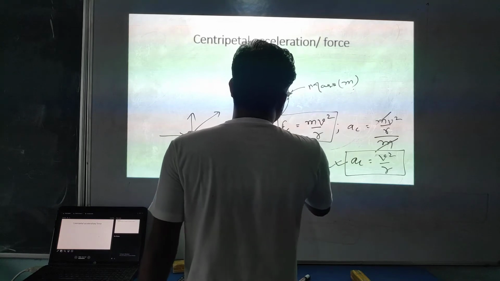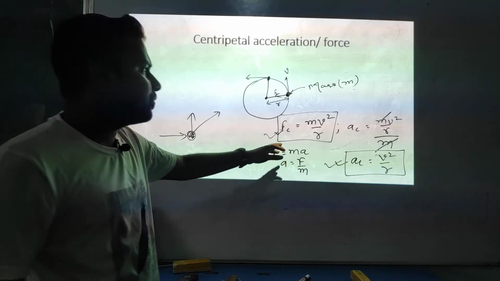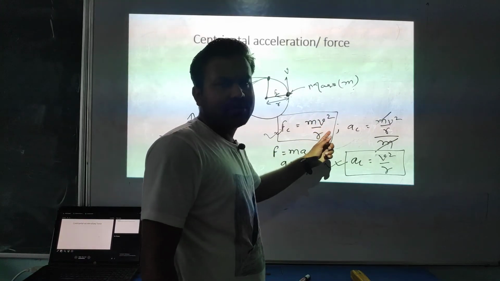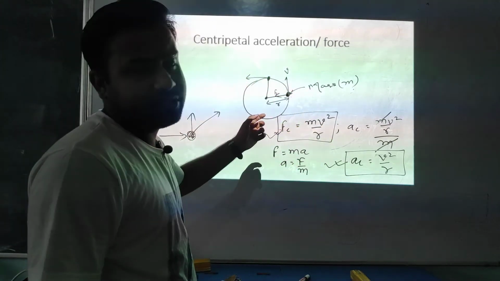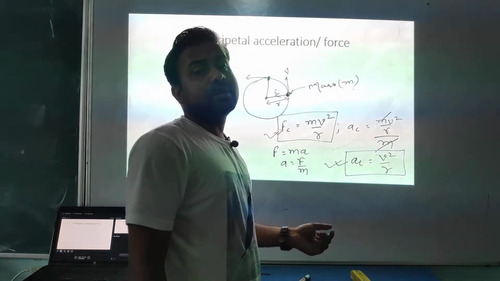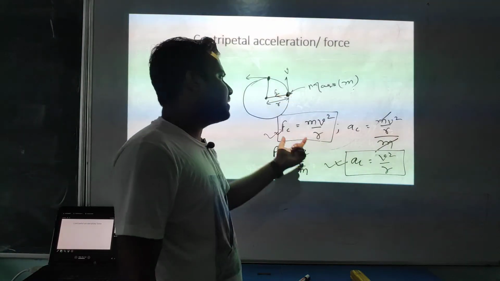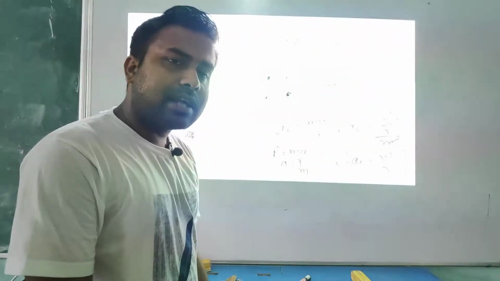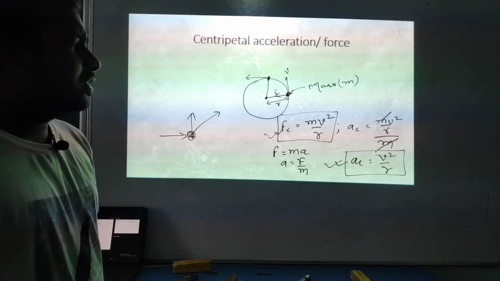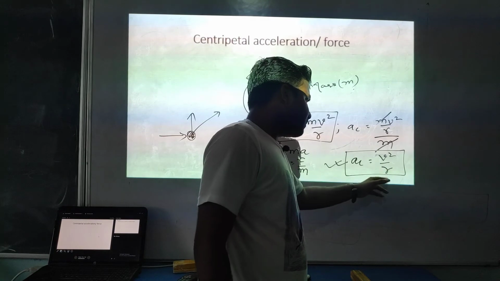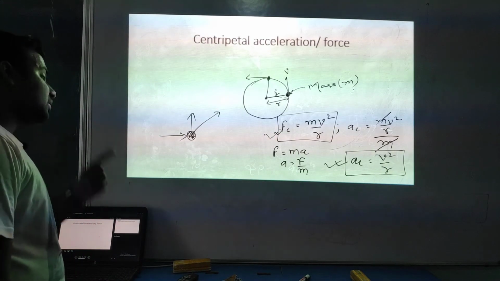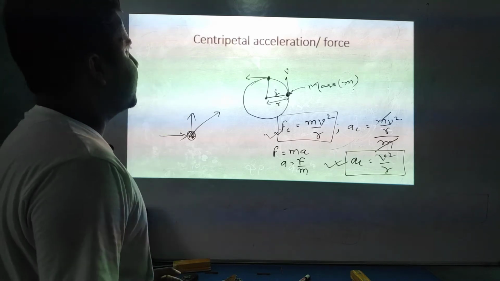This is called the centripetal force, and its magnitude is directly proportional to the square of the tangential speed. Note, I am saying velocity because it is continuously changing. It is inversely proportional to the radius, and directly proportional to mass also. But acceleration is directly proportional to the velocity square and inversely proportional to the radius. Student, I suppose you all understand the centripetal acceleration.